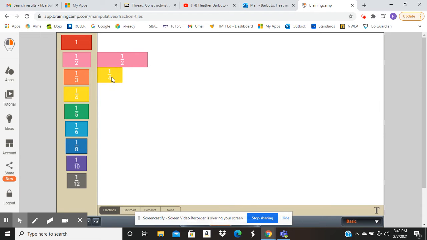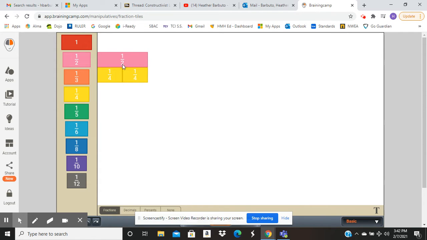So the student will click and drag the tiles, and I'll ask them, okay, are 2/4 equal to 1/2? Using this visual, they would tell me that yes, 2/4 is equal to 1/2. Next, I would ask them, why do they know that? How do you know that 1/2 is equal to 2/4?